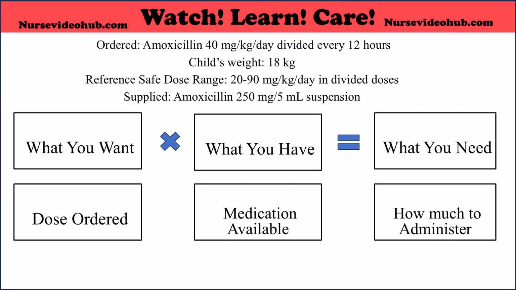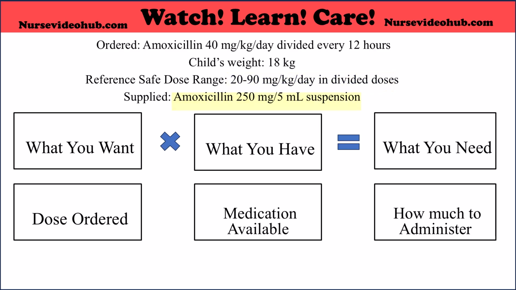Let's consider another example where you need to calculate the dose to be administered based on the patient's weight. The order reads amoxicillin 40 milligrams per kilogram per day, divided every 12 hours, so you would administer in 2 doses. The child's weight is 18 kilograms. The reference safe dose range is 20 to 90 milligrams per kilogram per day in divided doses.